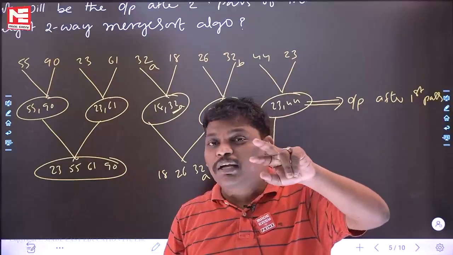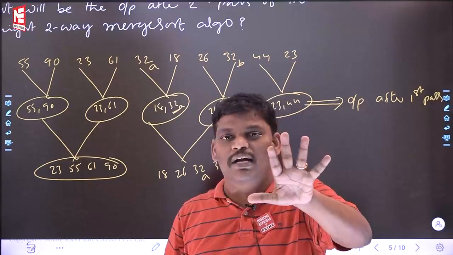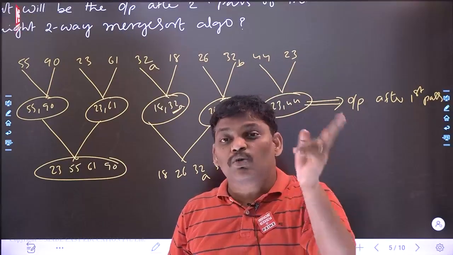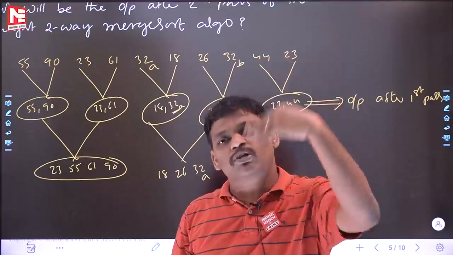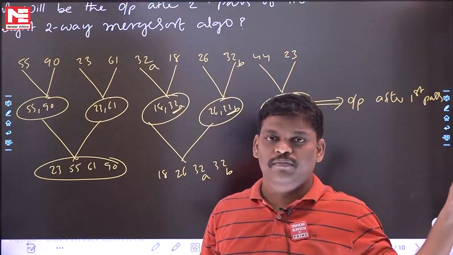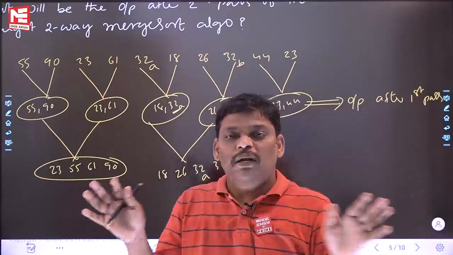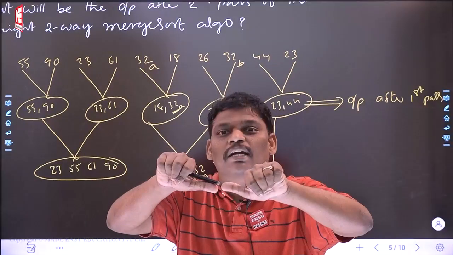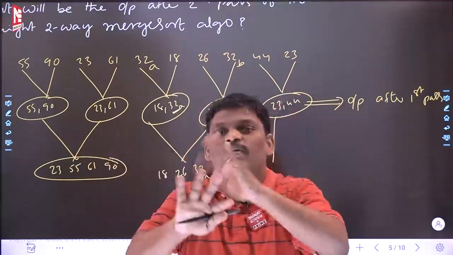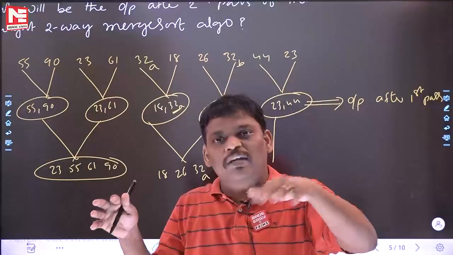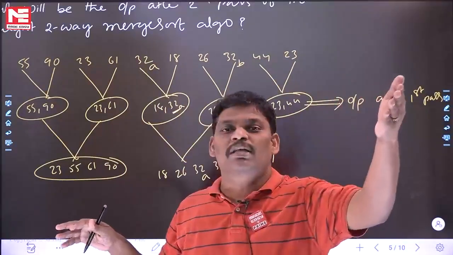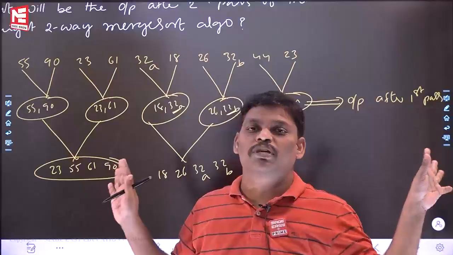If the input contains 32A, 32B, that is the order. Output cannot be 32B, 32A. The same 32A, 32B will be there. Sorting will be done, it's okay, but repetitive elements will come side by side after sorting, and not in whatever order you like. Whatever order the repetitive elements come in the input, in the output also the same order will come.